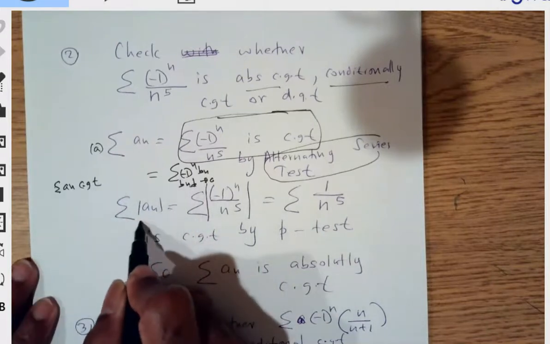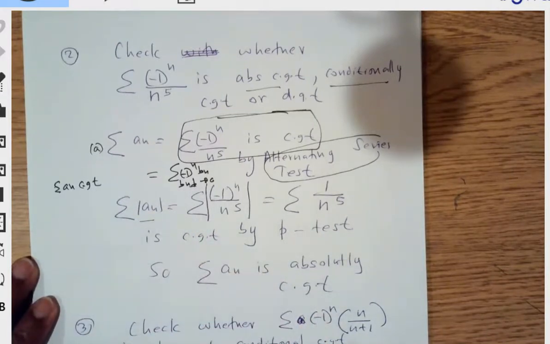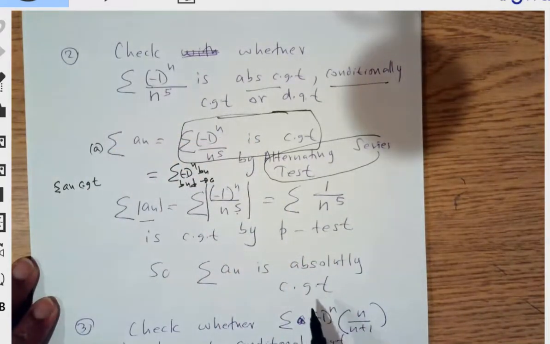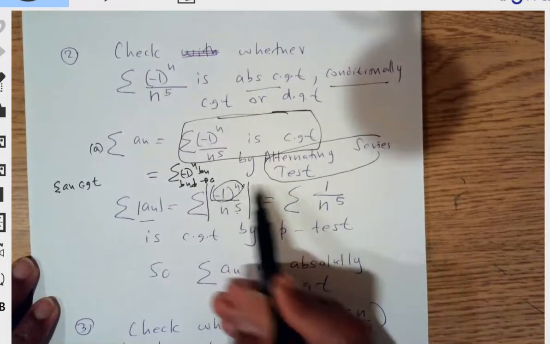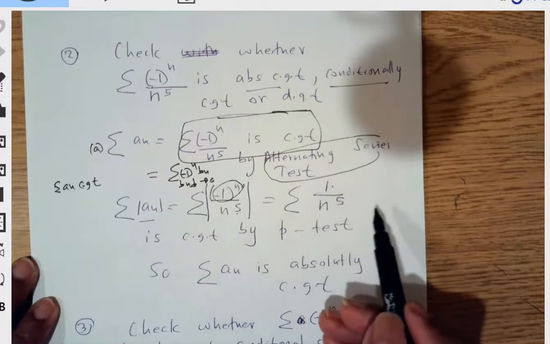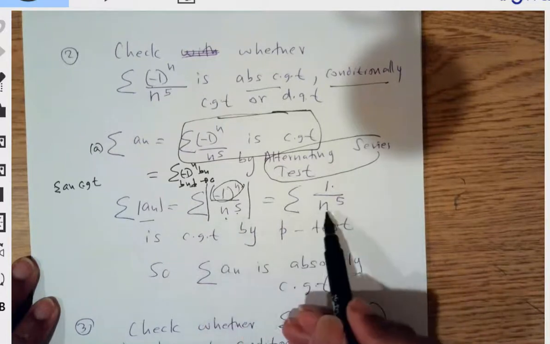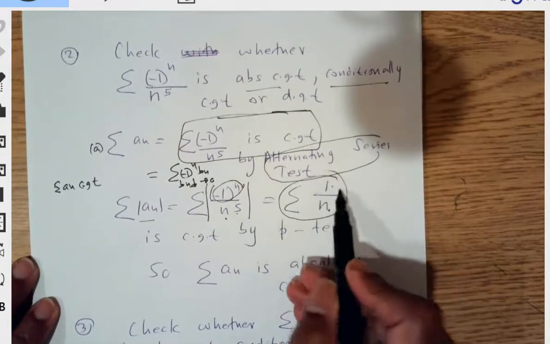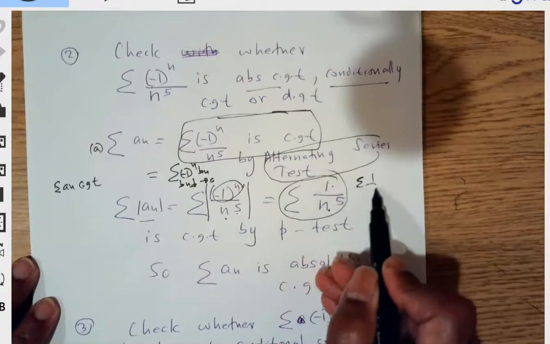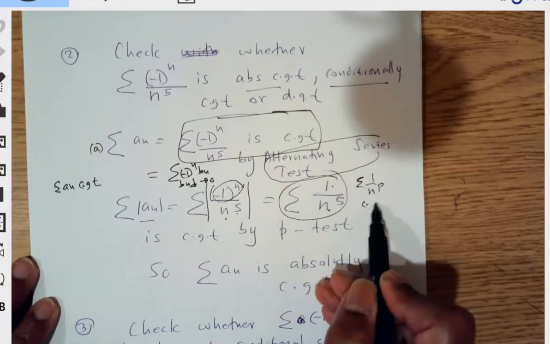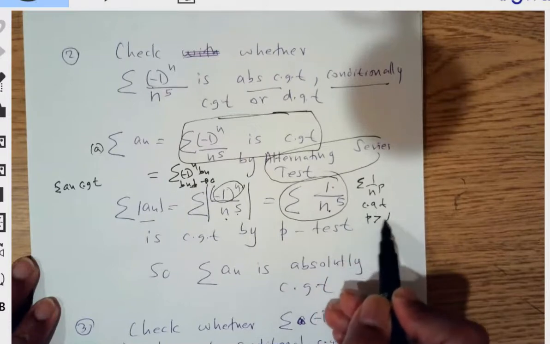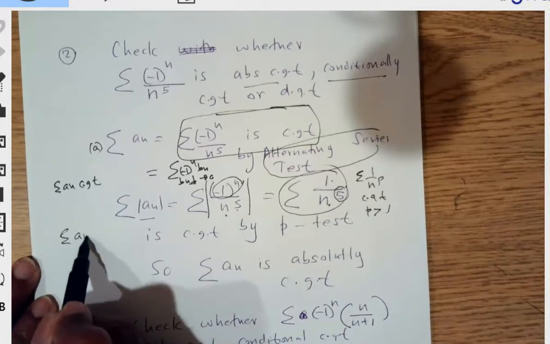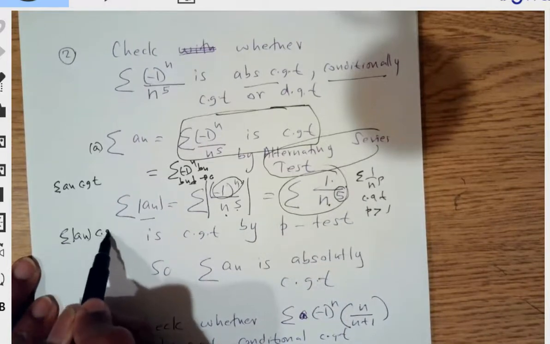Now we look at sigma of the absolute value of a_n. Then you have the absolute value of (-1)^n over n^5, because that's your a_n. Like before, we know that the absolute value of (-1)^n is 1, and the absolute value of n^5 is n^5. So it's sigma 1 over n^5. But we know that this is convergent because sigma 1 over n^p is convergent when p is greater than 1, and 5 is certainly greater than 1. So sigma absolute value of a_n is convergent.